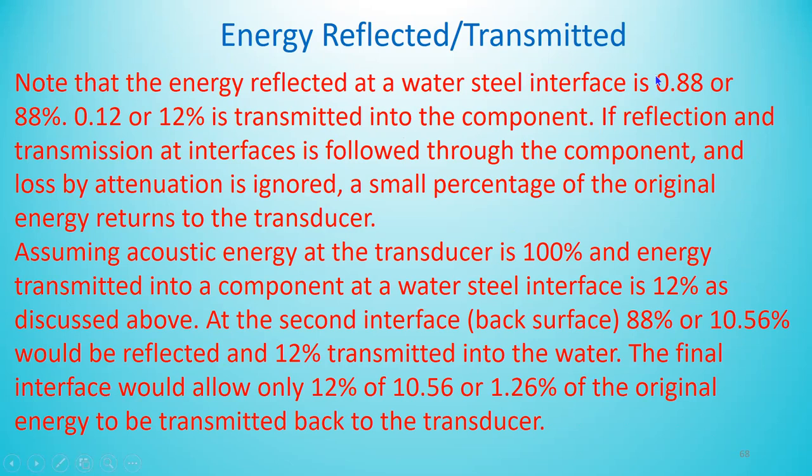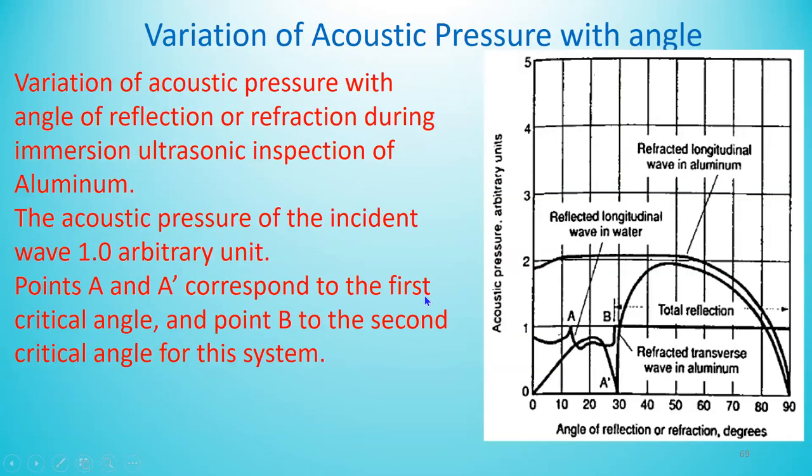Note that the energy reflected from the water to steel interface is 0.88. The 12% is transmitted into the component. So from this 12% transmitted, the final interface would allow only 12% of 10.56. So at the second interface, the back surface, you have 10.56, 12% transmitted to the water. So remaining 1.26% of the original energy is transmitted back to the transducer. Believe it, 1.26% is coming back to the transducer.